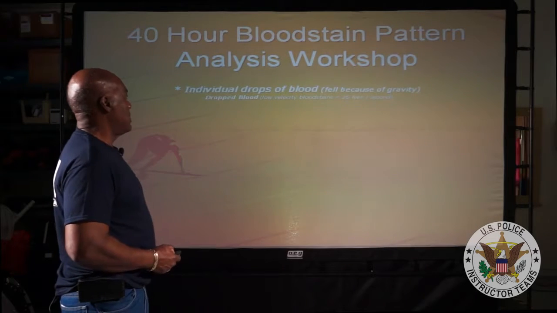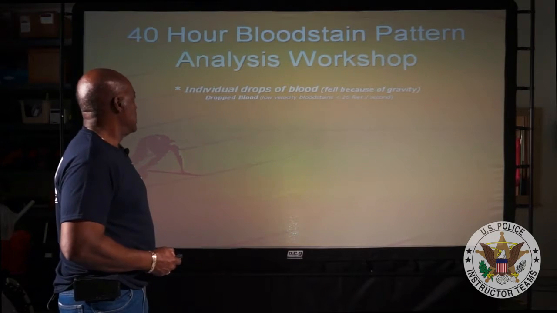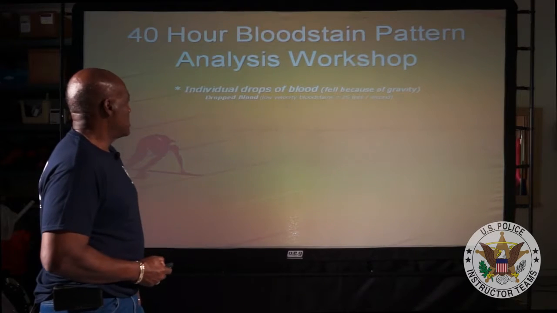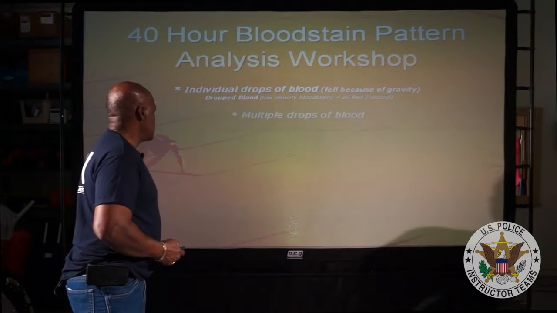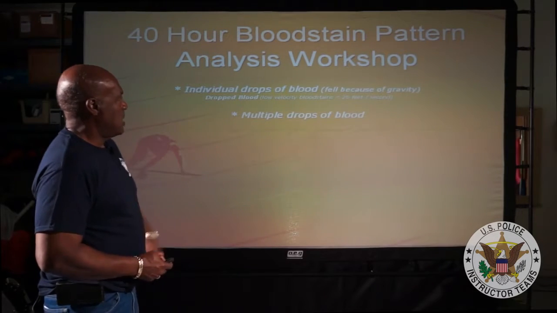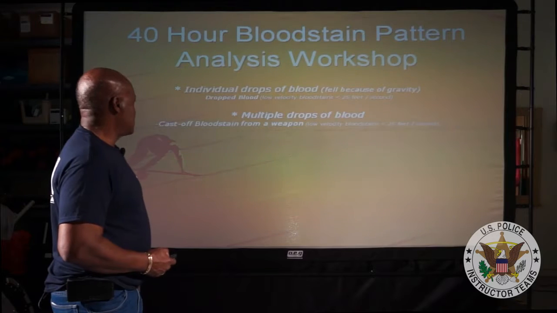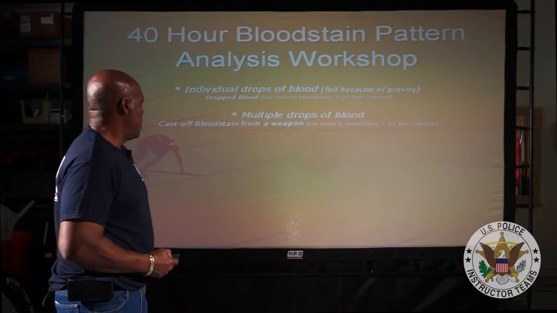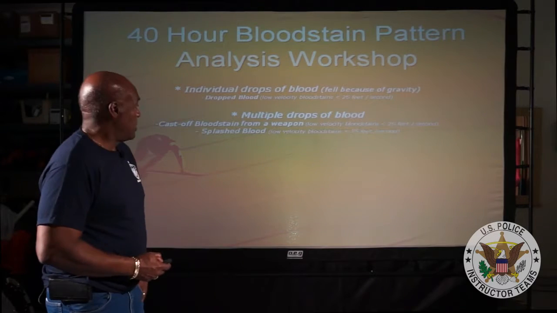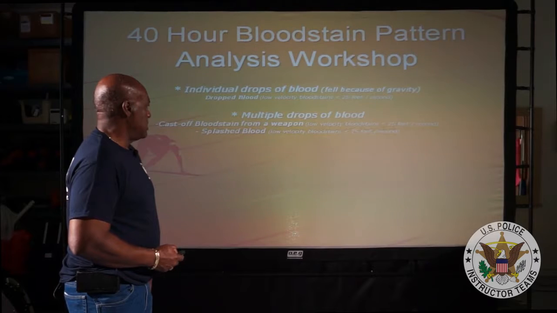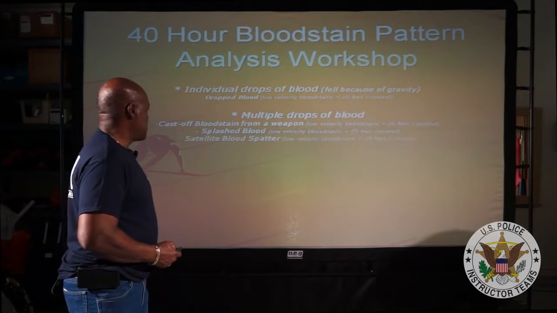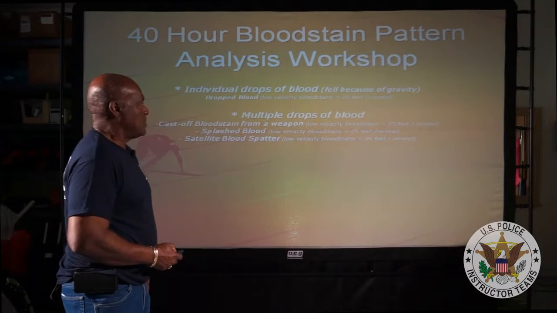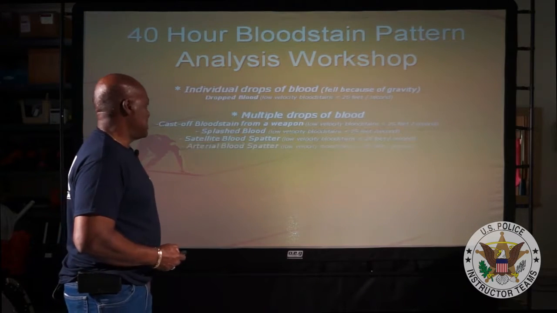And this is actually what's going to be covered in the workshop. You have individual drops of blood that fell because of the force of gravity. The speed is less than 25 feet per second, and that's why they fall into low velocity. Also, then we get into multiple drops of blood, and that would include cast-off blood stain from a weapon, low velocity less than 25 feet per second, splash blood, which is also low velocity, somebody's bleeding and dropping blood, and satellite spatter. As the blood drops, satellite spatter is created as the blood gets rid of its energy.